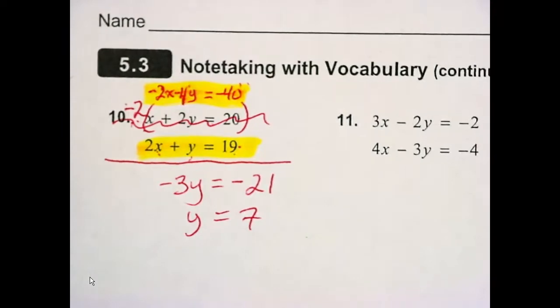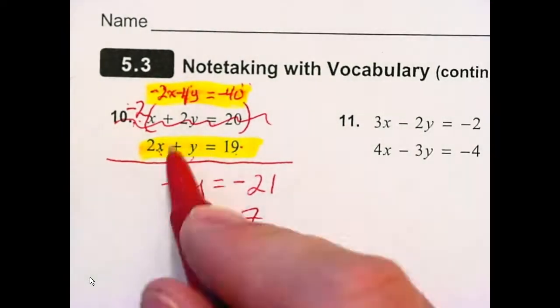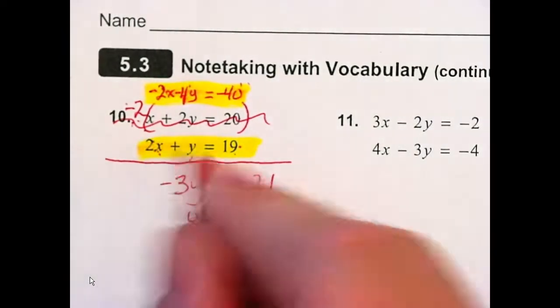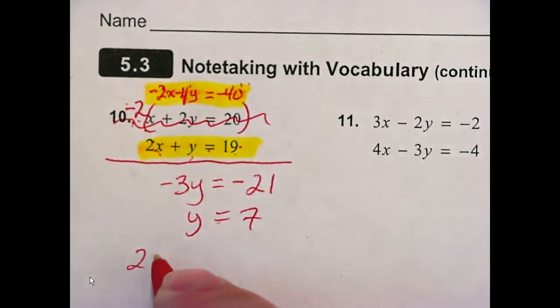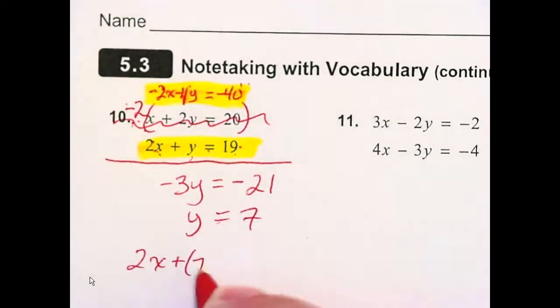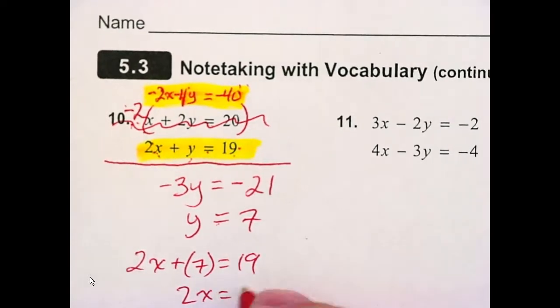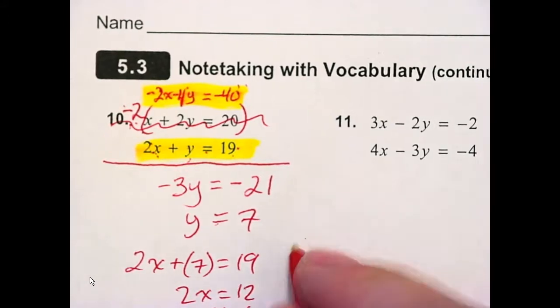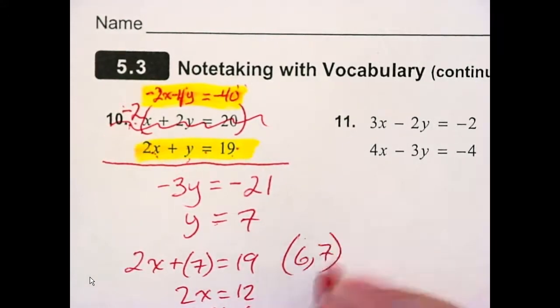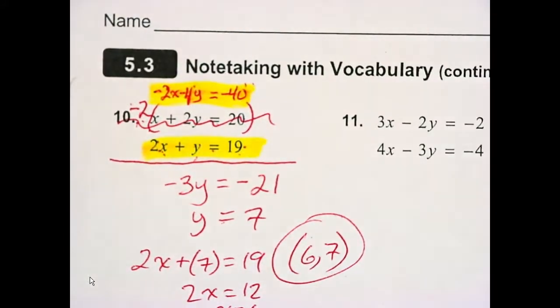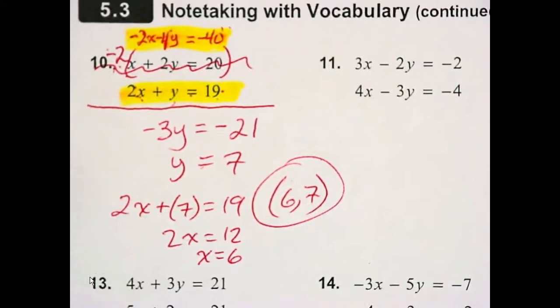Yep. Y equals 7. So plug that back in here. 2 times x plus 7 equals 19. 2x equals 12, so x is 6. All right, questions?